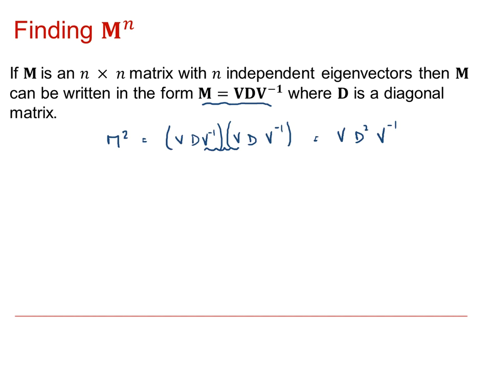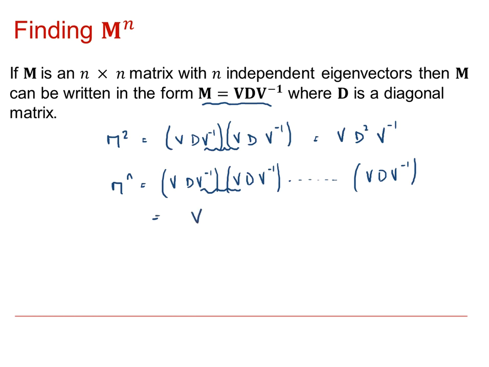But that's going to happen whatever the power that we raise. So M to the power n will just be a series of these V D V inverses written out n times. And at each time we will have V inverse V, and therefore this must be equal to V, then D to the power n, V inverse.